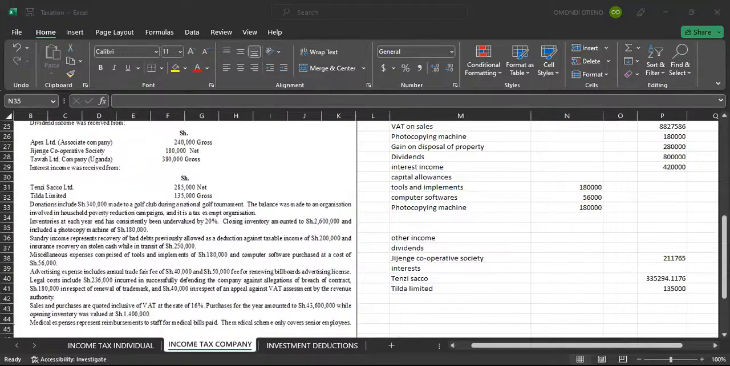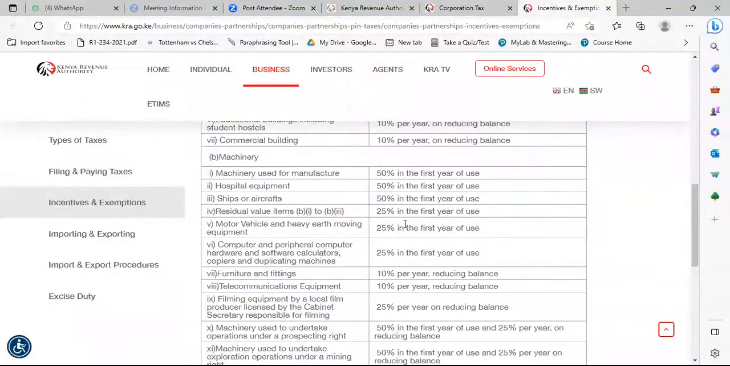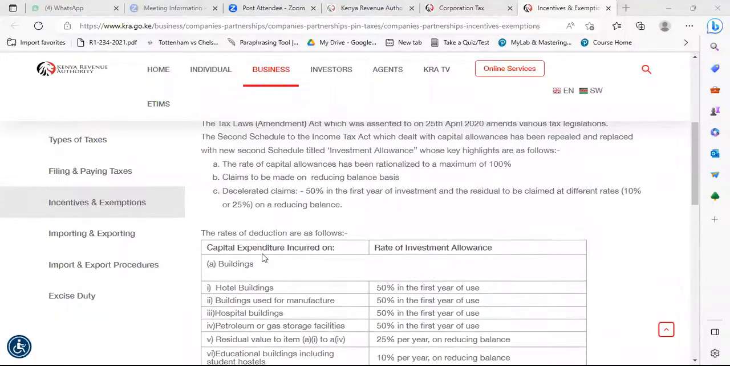So I believe you are able to check using the link which we shared yesterday. But I can still show you that scale here. So that's what we have. Let's look at this scale. So we have rates of deductions are as follows. We have capital expenditure incurred and the rate of investment allowance.